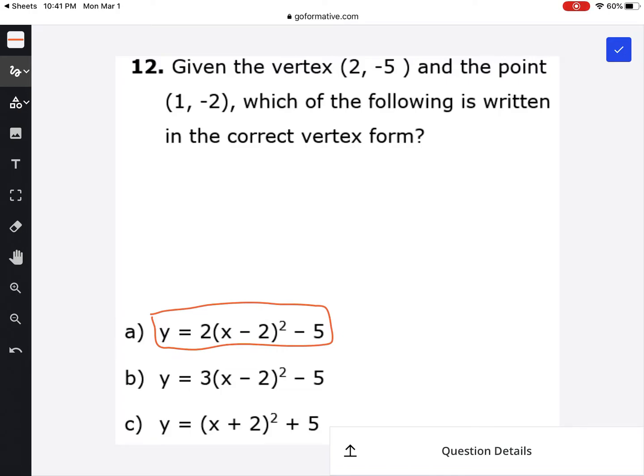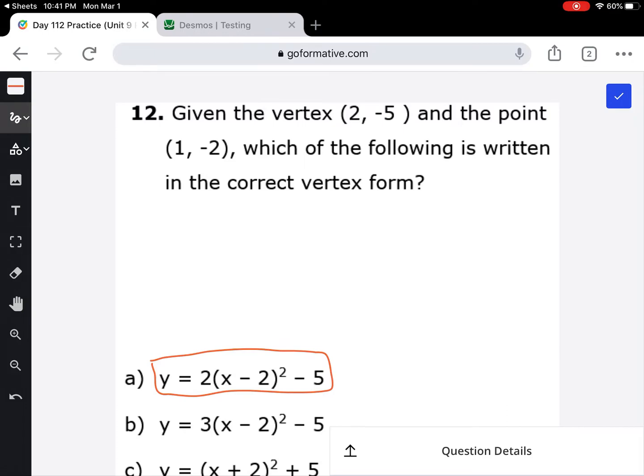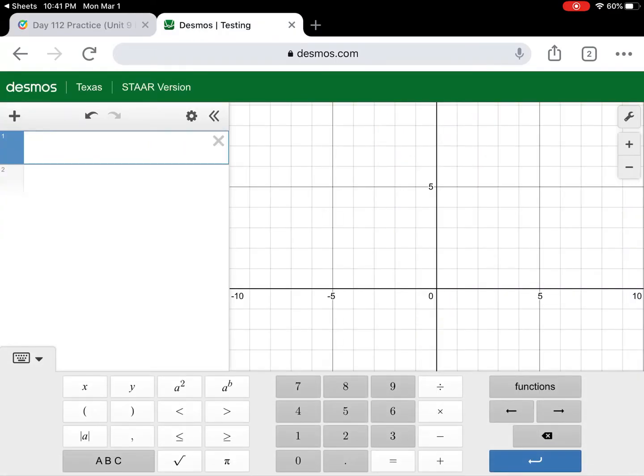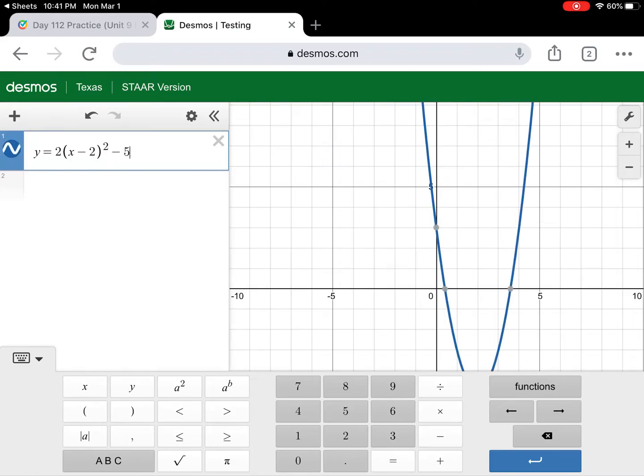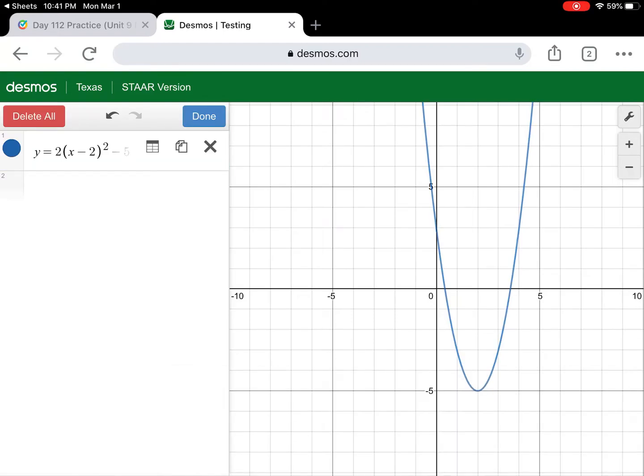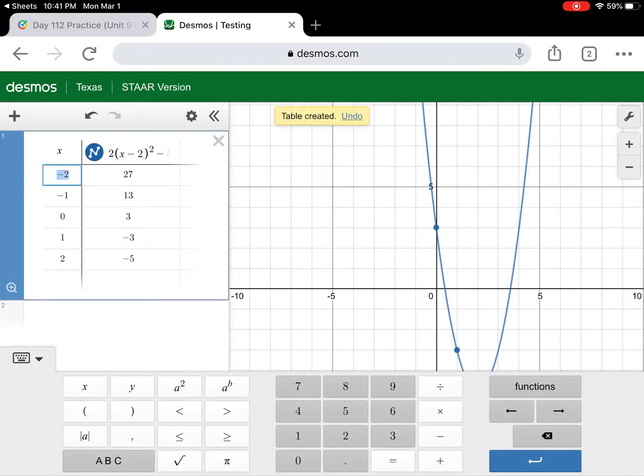y equals 2(x - 2) squared minus 5. So now you can see the graph on Desmos. It always shows you the graph, but what I need is the table. So I go to this little spiky circle, and then I click the table.